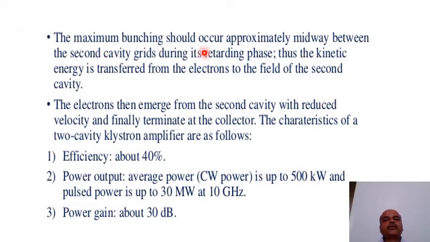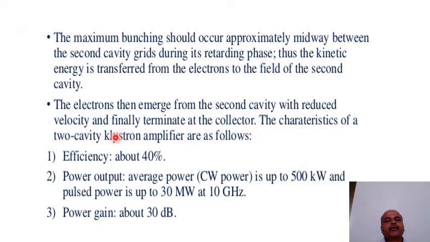The maximum bunching should occur approximately midway between the second cavity grids. Okay, this is an important sentence: maximum bunching occurs approximately midway between the second cavity grids during its retarding phase. Thus, the kinetic energy is transferred from the electron to the field of the second cavity, and we get the amplified output at the catcher cavity. The electrons then emerge from the second cavity with reduced velocity and finally terminate at the collector.